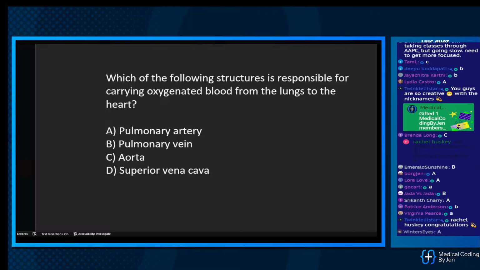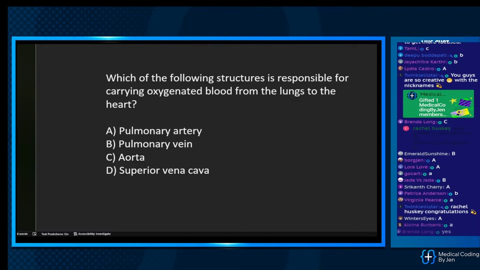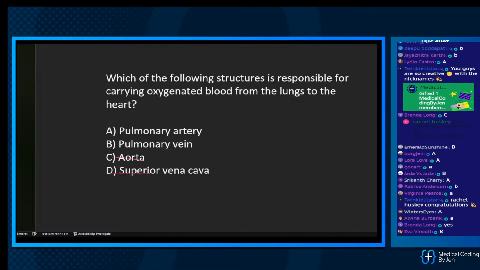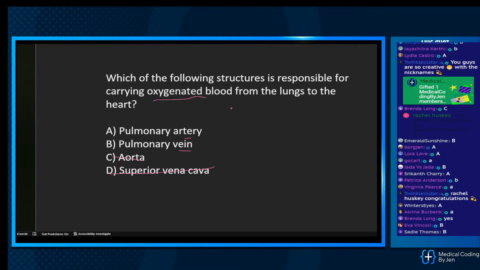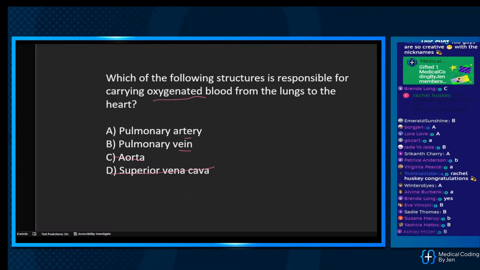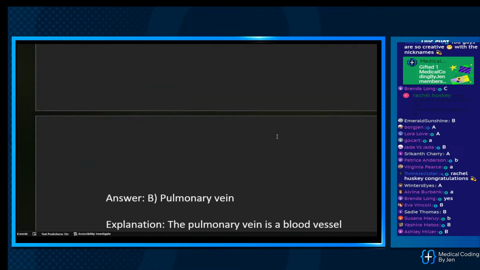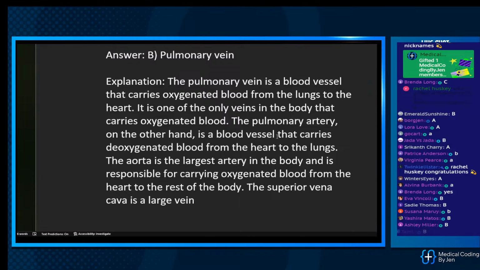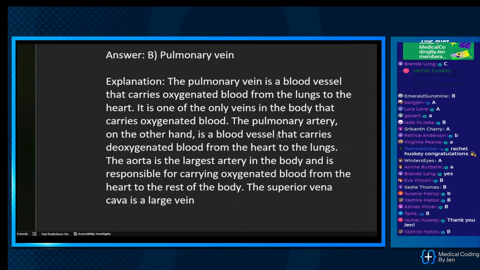Y'all know it's going to start with pulmonary because we've got two similarities, right? Two that are super similar. You just got to know whether you're artery or vein and which one carries oxygenated blood. Is it veins or arteries? Awesome. It is veins. There's your rationale wrote out for you. You're very welcome.